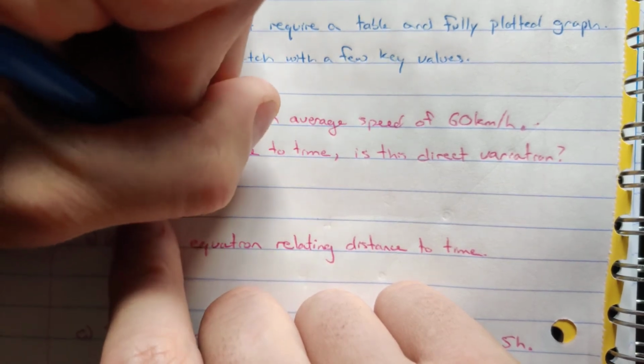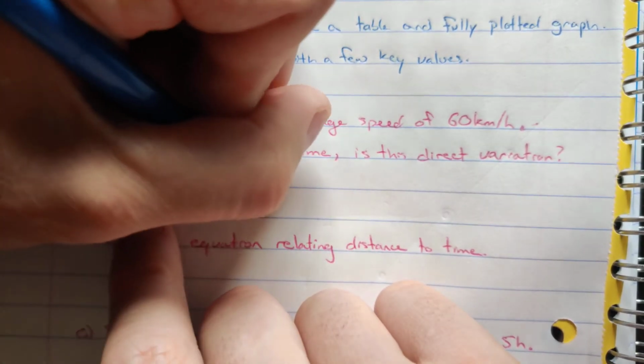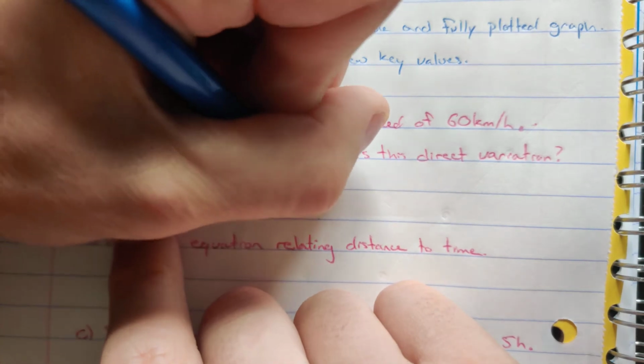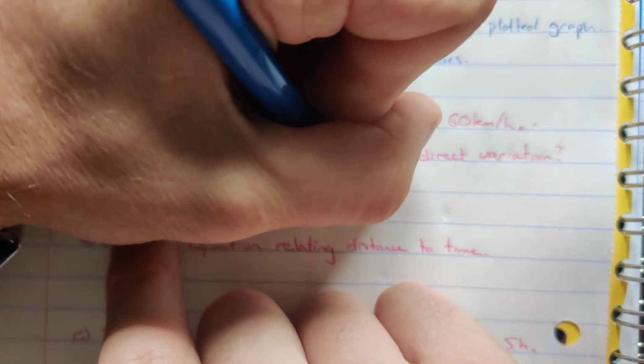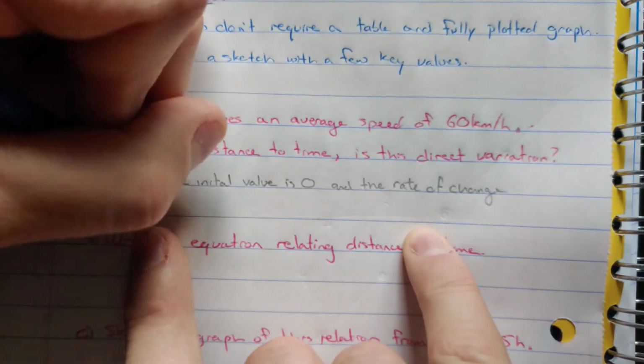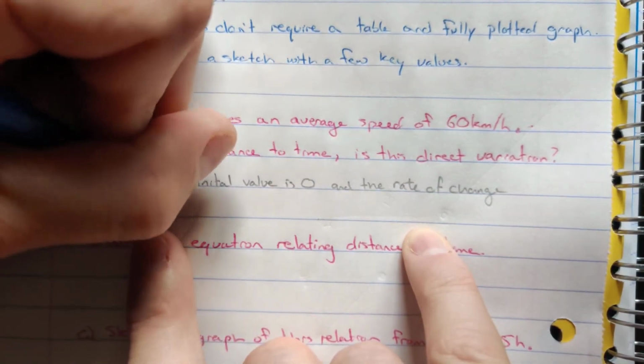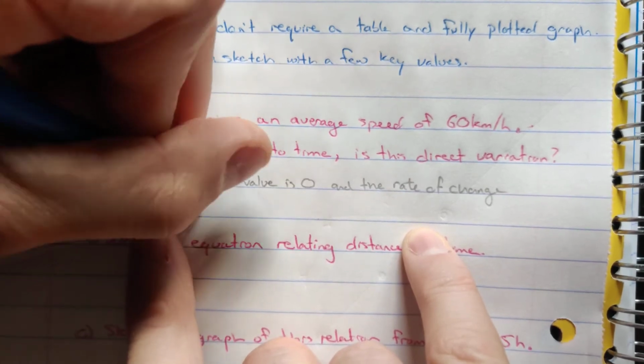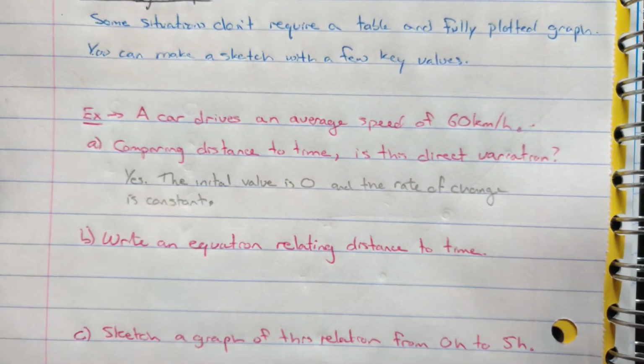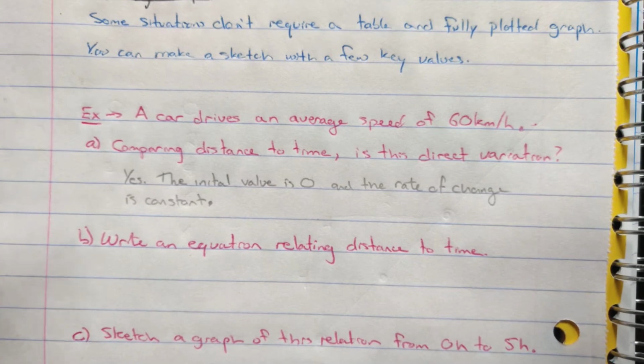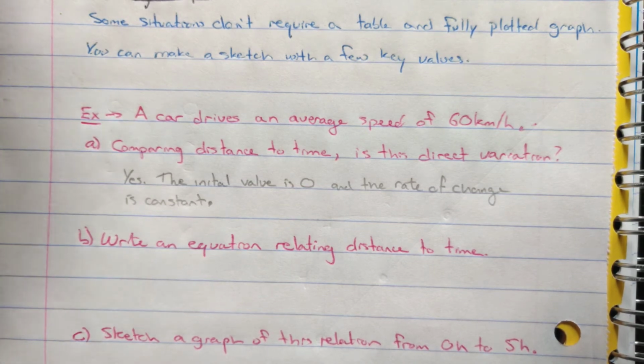The initial value is 0, and the rate of change is constant. So yes, it is, and there's a description of why. That's sometimes good to do. It doesn't explicitly ask us anything more than yes or no, but we put down a description so that we can show our understanding.